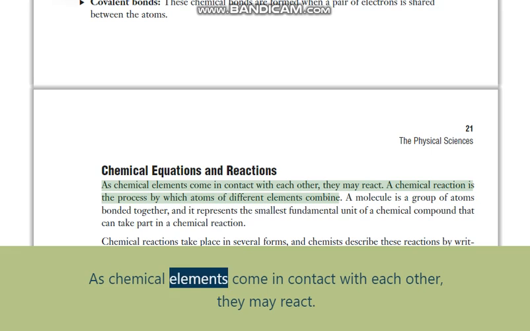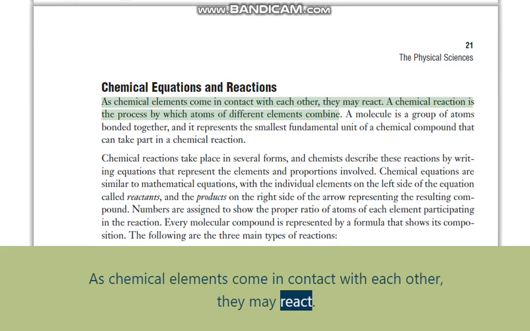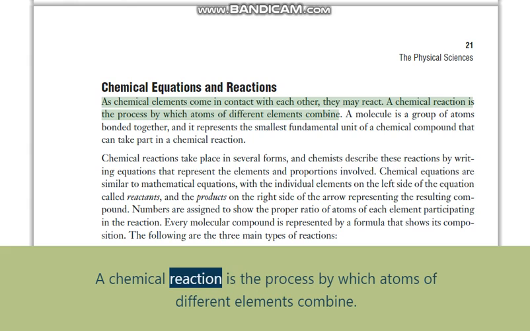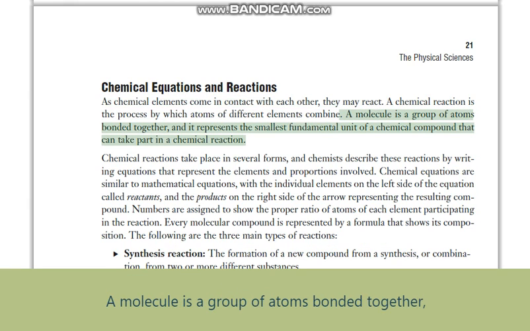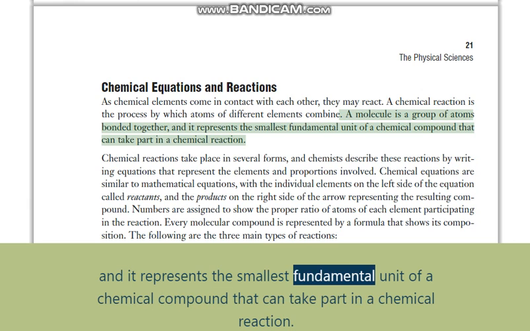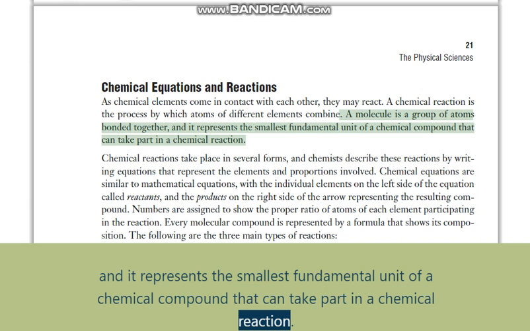Chemical equations and reactions. As chemical elements come in contact with each other, they may react. A chemical reaction is the process by which atoms of different elements combine. A molecule is a group of atoms bonded together, and it represents the smallest fundamental unit of a chemical compound that can take part in a chemical reaction.